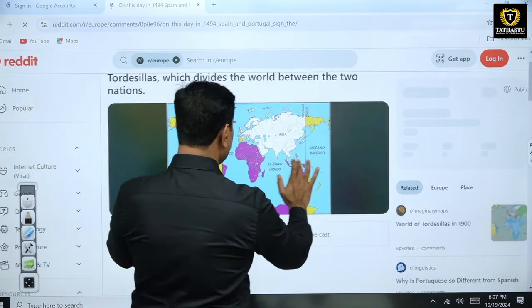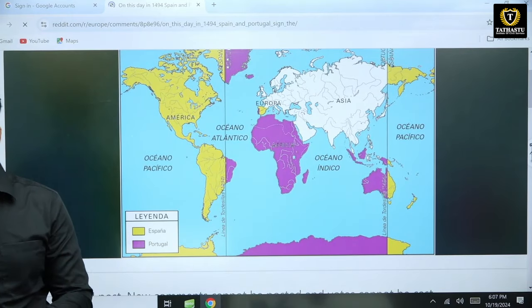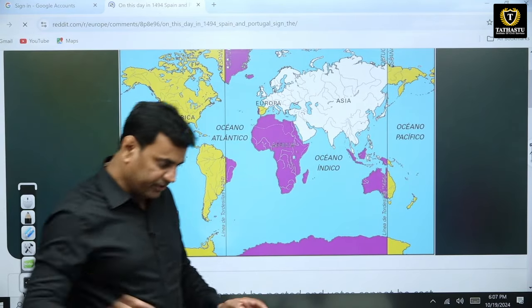Arrival of Europeans to India. The Treaty of Tordesillas needs to be understood. Right, introduction first.